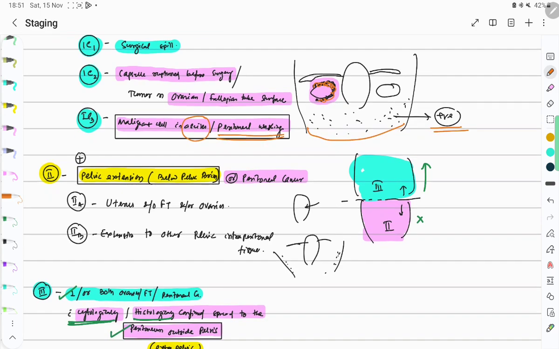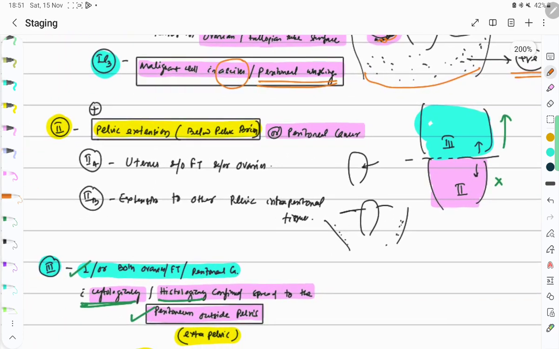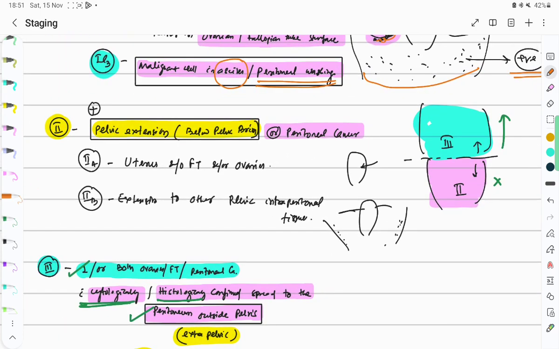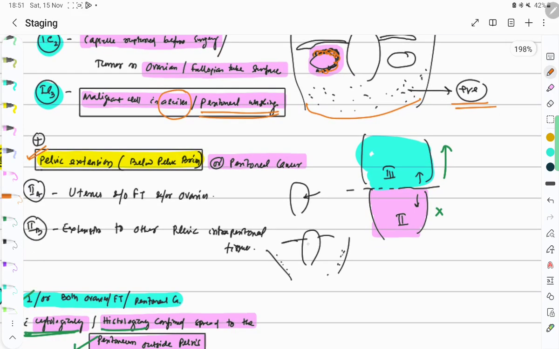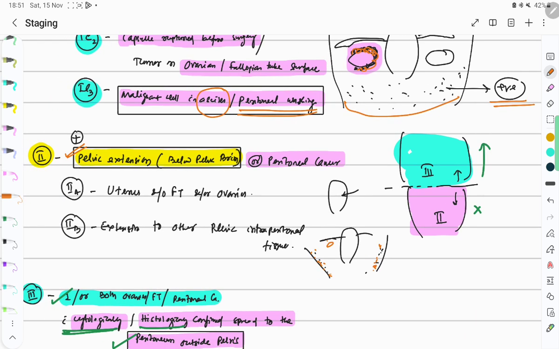Okay. Then coming to stage 2. Stage 2 means tumor involving one or both ovaries, along with some pelvic extension. That means now the tumor is not confined to the ovary or fallopian tube. It has gone into the pelvis. That is pelvic extension, but it is below the pelvic brim. So below the pelvic brim, that is stage 2.